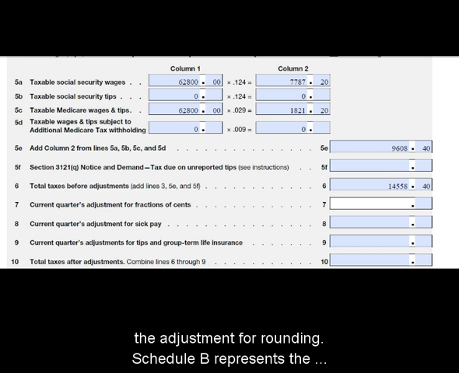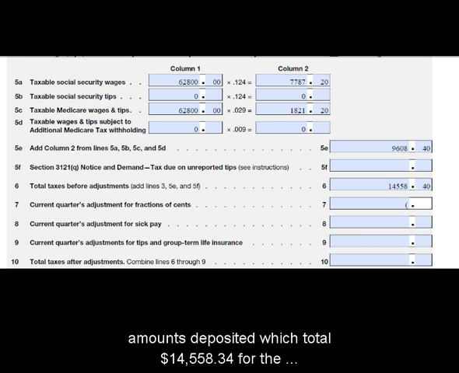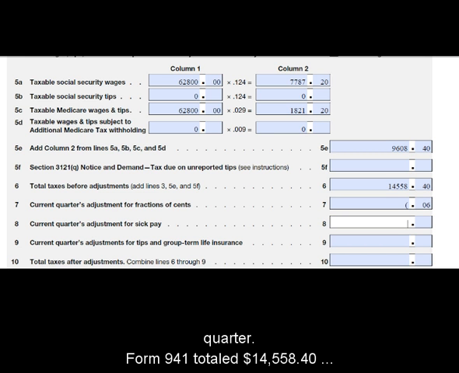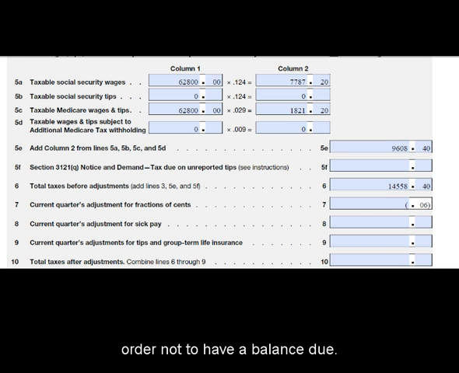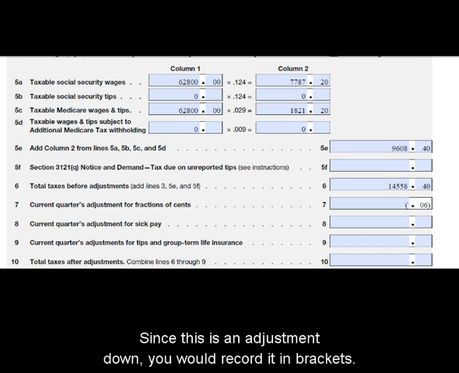Schedule B represents the amounts deposited, which total $14,558.34 for the quarter. Form 941 totaled $14,558.40, so you need to adjust the amount down by 6 cents in order not to have a balance due. Since this is an adjustment down, you would record it in brackets.